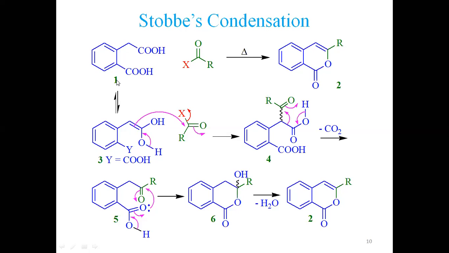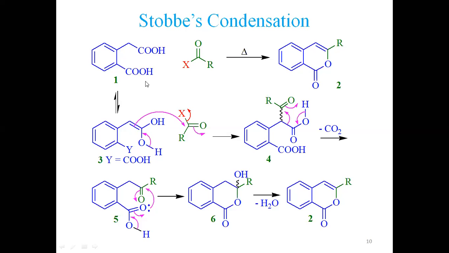The structure number 1 is commonly called homophthalic acid, because if you remember, you have 2 carboxylic groups at the ortho position, COOH here, COOH here. That is called phthalic acid, but this is called homophthalic acid. Homo, why? Because this CH2 is additional in this one. This is additional. That's why this is called homophthalic acid.